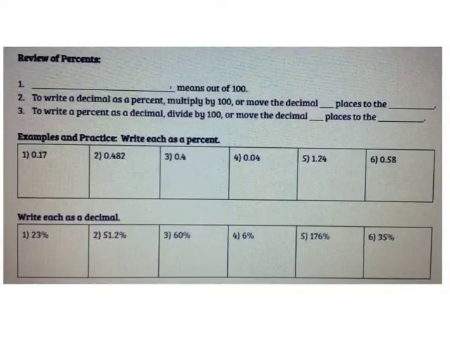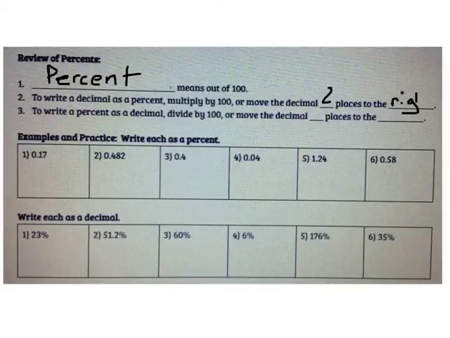Remember, right before break, we talked about percents for the first time. Percent means out of 100. When we say that you got a 90% on an assignment, that means that if it were out of 100, you would have gotten 90 points. To write a decimal as a percent, multiply by 100. Move the decimal 2 places to the right. To write a percent as a decimal, divide by 100, or move the decimal 2 places to the left.